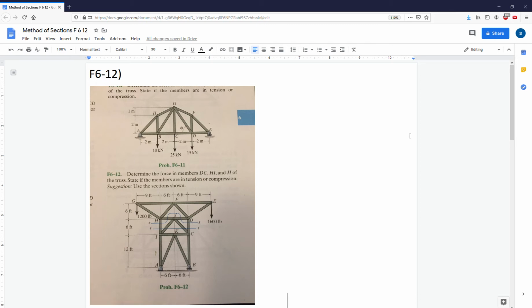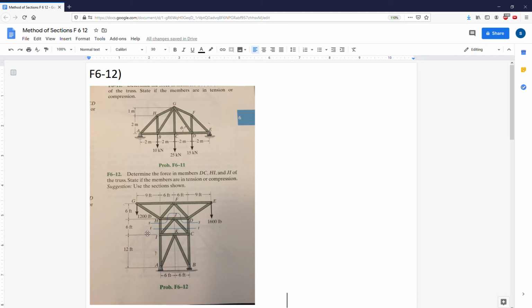6.12. Determine the forces in members DC, HI, and JI of the truss. State if the members are in tension or compression. Suggestion: use the sections shown. So DC is right here, HI is right here, and JI is right here.